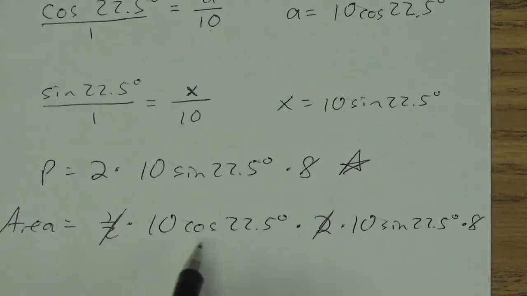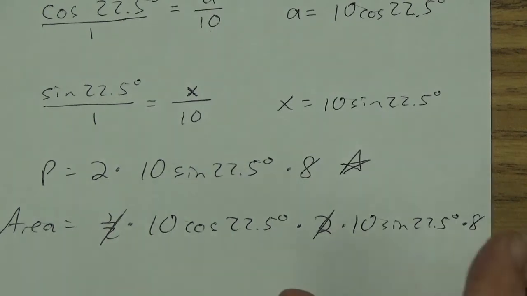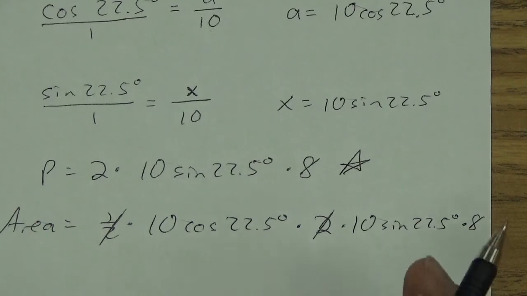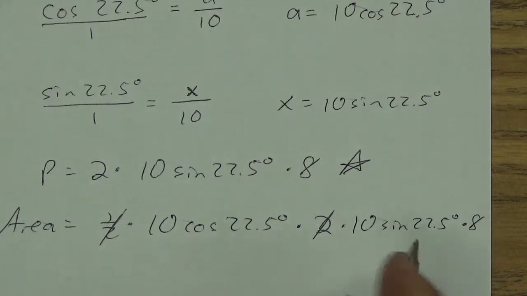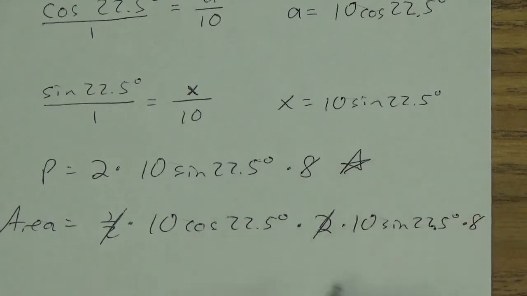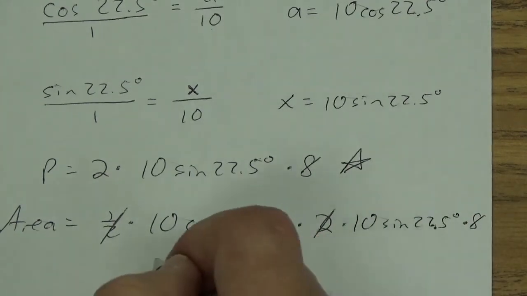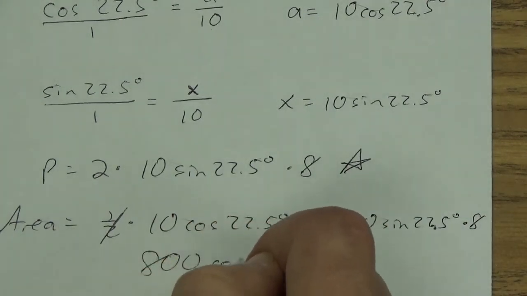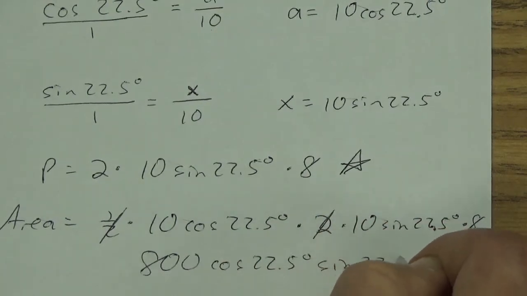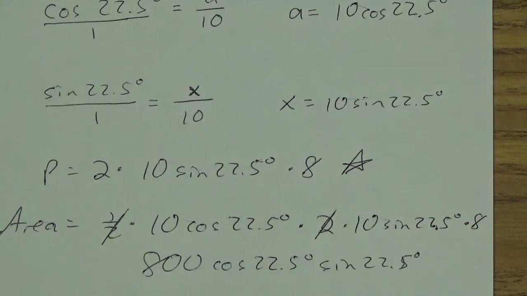Now, you can type this into your calculator just like this. I'm going to show you how to do that. Or you can simplify it first and then type it into your calculator. Either one is completely acceptable. They should give you the same answer. This is a 22.5, just in case that looks like a 27. 22.5. All right, 10 times 10 is 100. 100 times 8 is 800. Cosine 22.5 degrees, sine 22.5 degrees. I'm going to show you how to type both of those into your calculator correctly. Okay, so either one works.